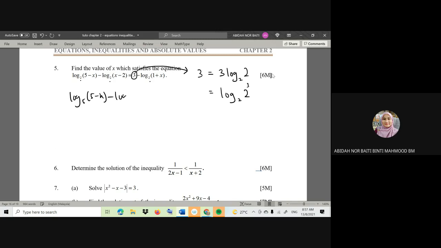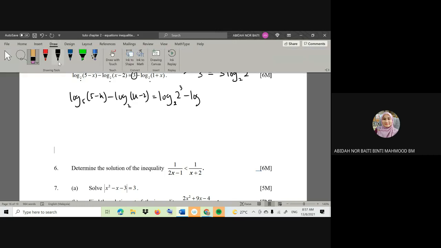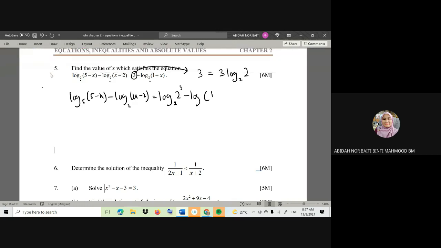Okay. So log x minus 2 base 2, minus log x plus 1 base 2, log 1 plus x base 2. Okay, ni sama-sama dengan log 2 cube base 2. And then lepas tu buat apa?